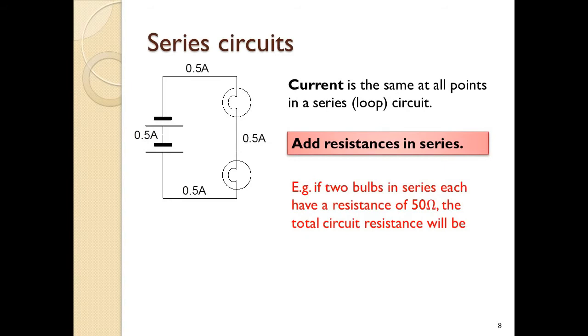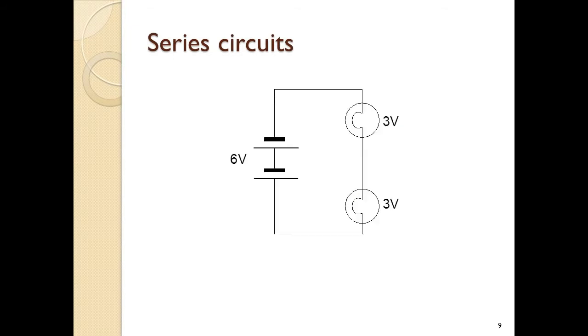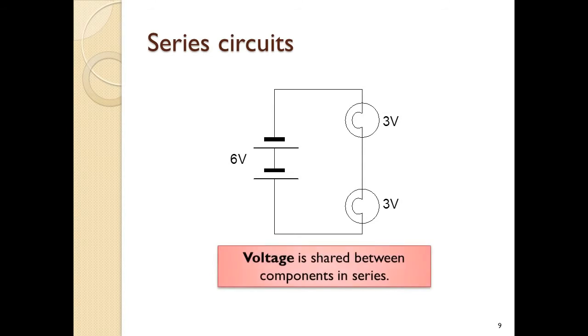So for example, if these two bulbs have a resistance of 50 ohms, the total resistance of the entire circuit would be 50 plus 50, or 100 ohms. In series, voltage is shared between components. So this power supply delivers 6 volts. You'd measure 6 volts across here with a voltmeter. You would measure 3 volts across each of these bulbs, provided they are identical and have the same resistance.